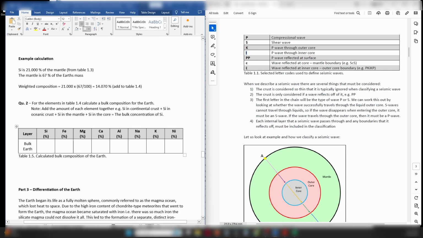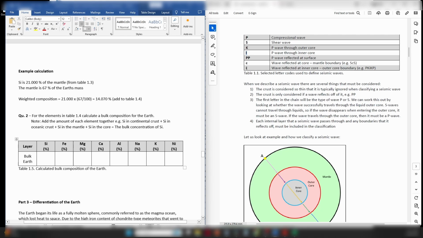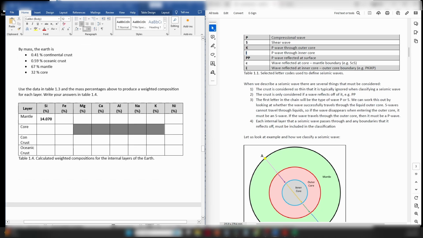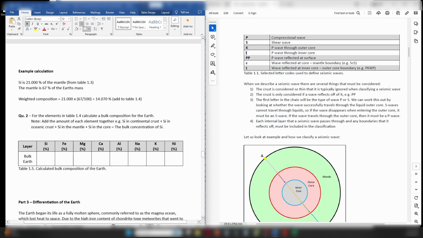So in terms of the bulk Earth composition for silicon, what we're going to do is take the value from this column, add it all together, and put the answer right there. Done. Very simple. And so this is how geologists come up with the bulk Earth.